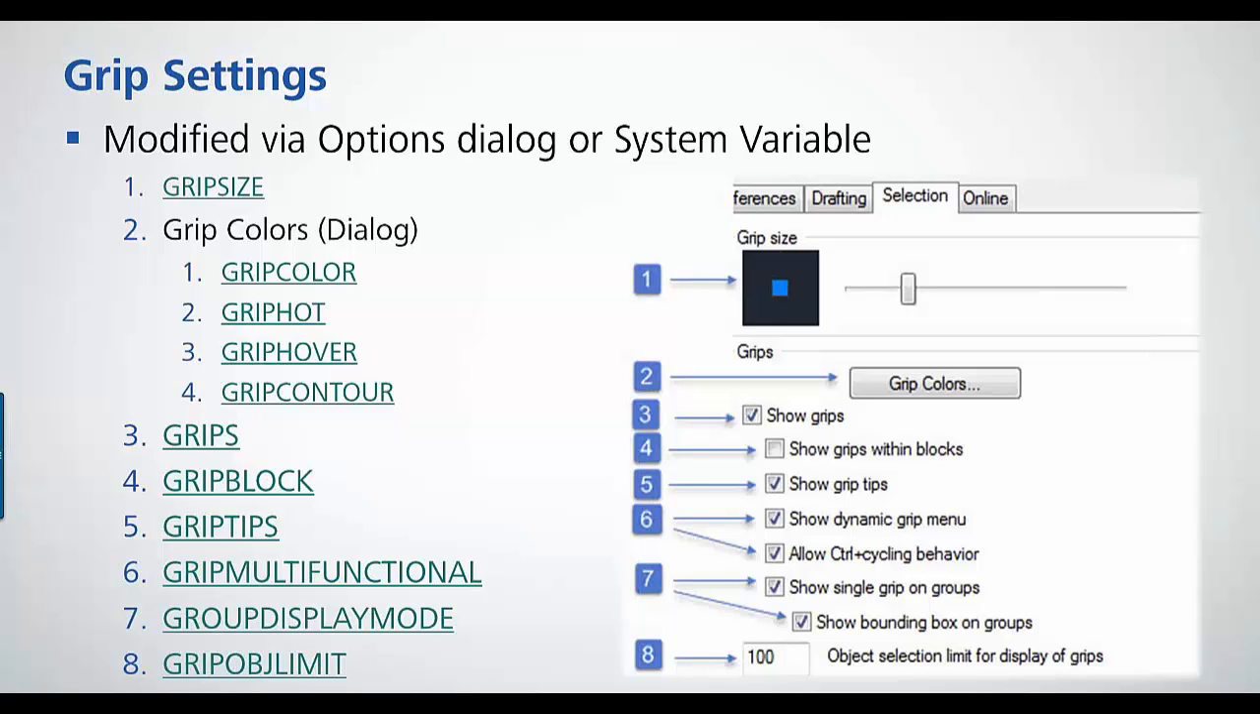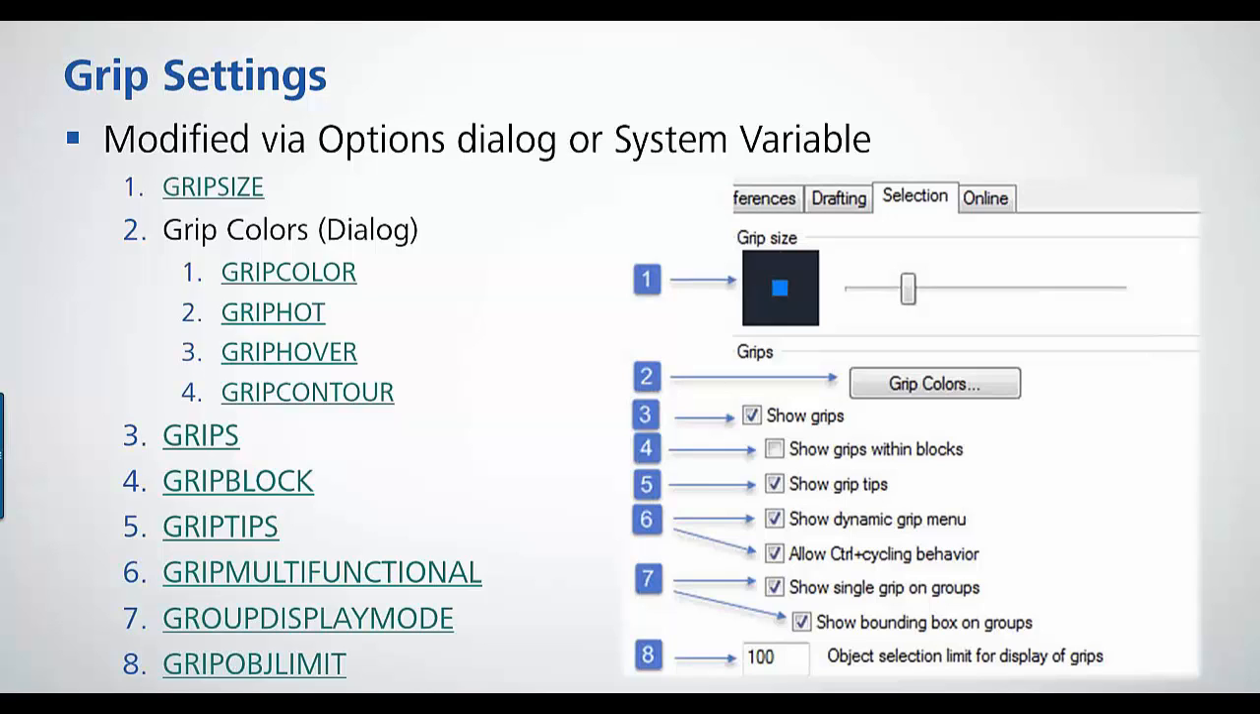We also have an option to show grips within blocks. Basically, when you select a block, you will only have a grip appear at the insertion point of that block. If you want the grip to appear at every vertice or center point or whatever type of object you have within that block, you could enable that. And I'll show you how that looks a little later.